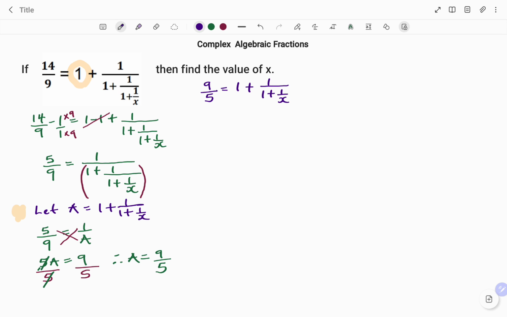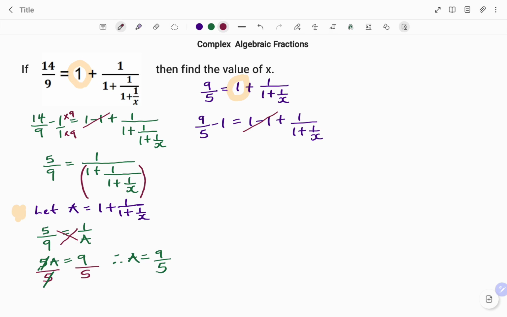The next step is to once again move my whole number, which is 1, to the left hand side. What I do is to take out 1 from both sides. So I have 9 over 5 minus 1, and whatever you do on your left, you do on your right, minus 1 is equal to 1 minus 1 plus my fraction, 1 over 1 plus 1 over x. 1 minus 1, that's 0.